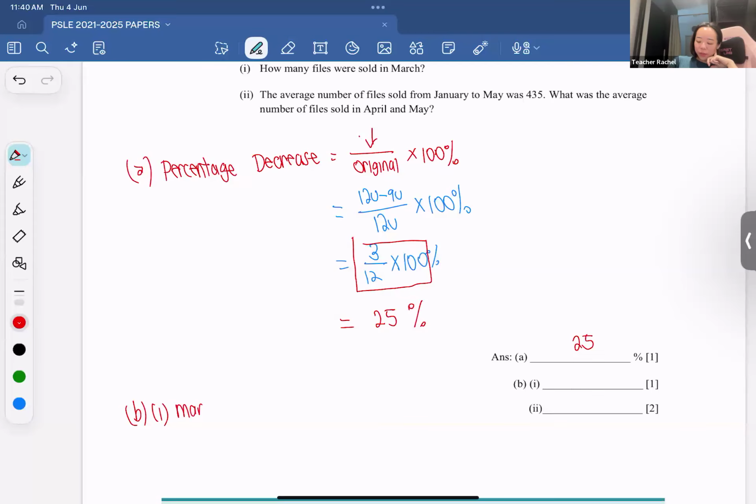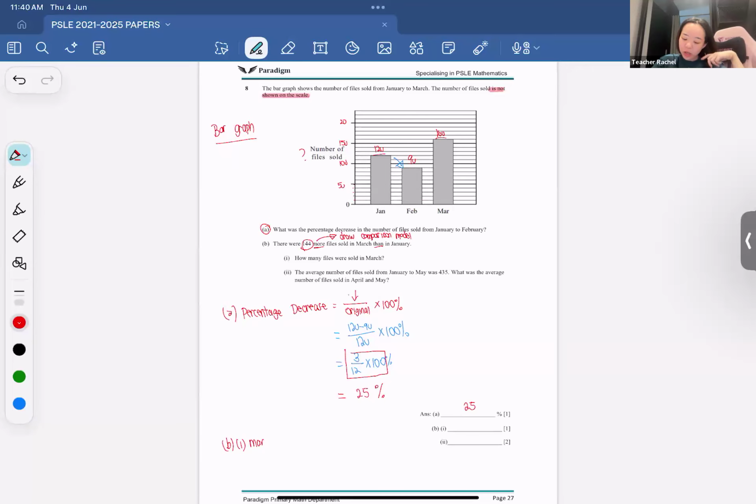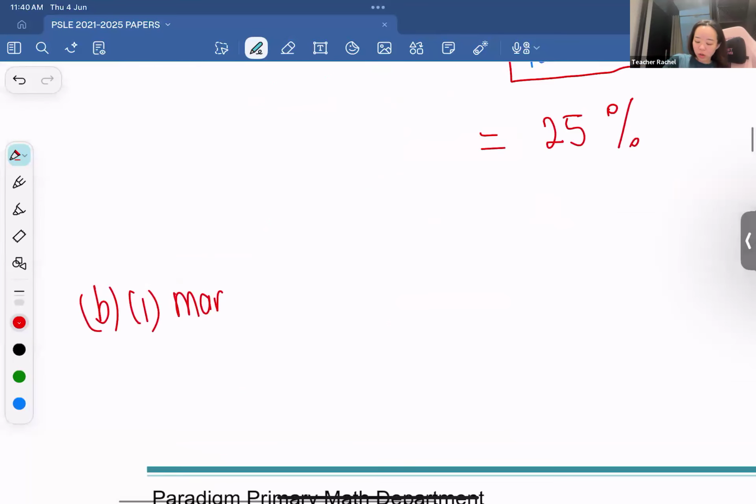In March, you look at your graph. I want March and January. In March is 16 unit. In January is 12 unit. So I'm just going to draw the graph of March is 16 unit. Okay, and then January. January is 12 unit, right?